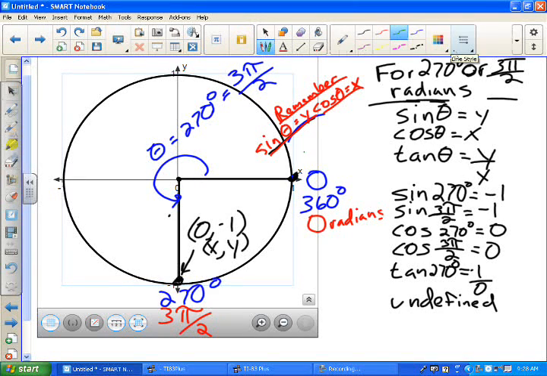If we sweep around a full 360 degrees, all those values will equal the values at 0 degrees, and then we start over.